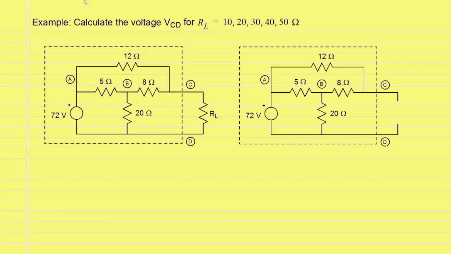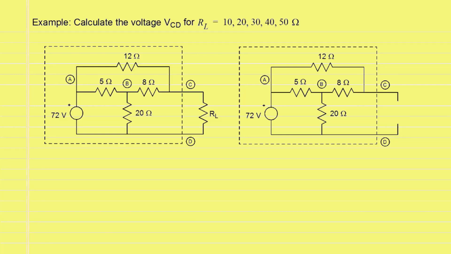In this video, we will apply Thevenin and Norton equivalents to the analysis of a circuit. For the left circuit, we have to calculate the voltage VCD, which is across the resistor RL for different values of RL equal to 10, 20, 30, 40 and 50 ohms.